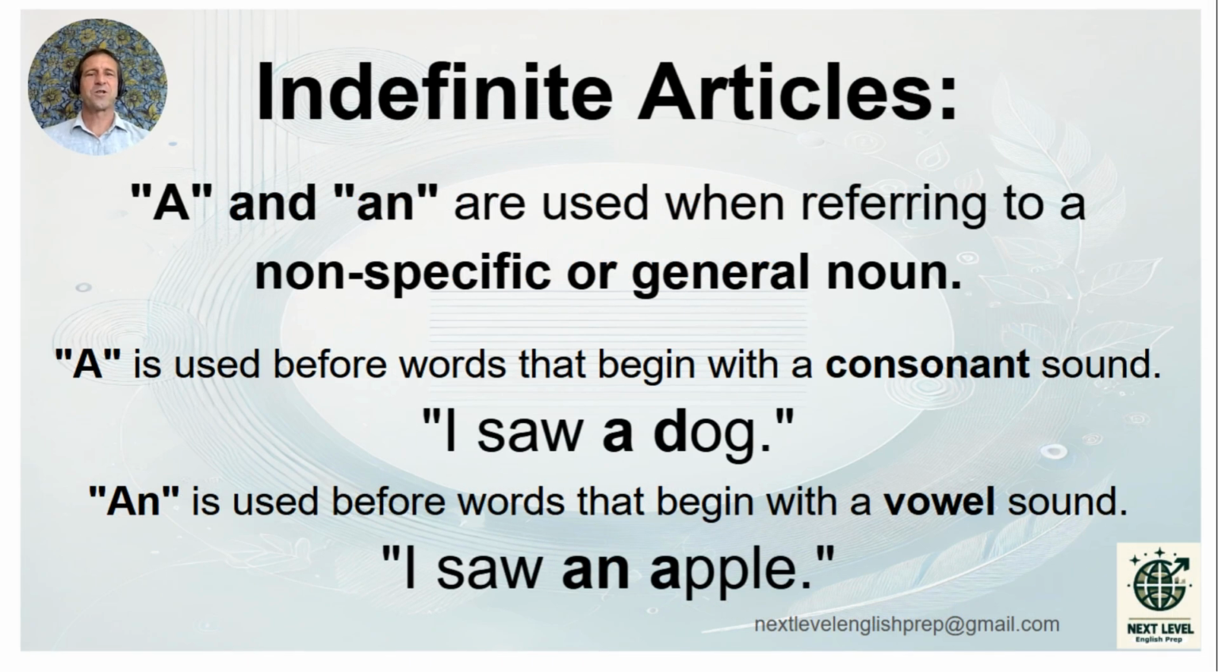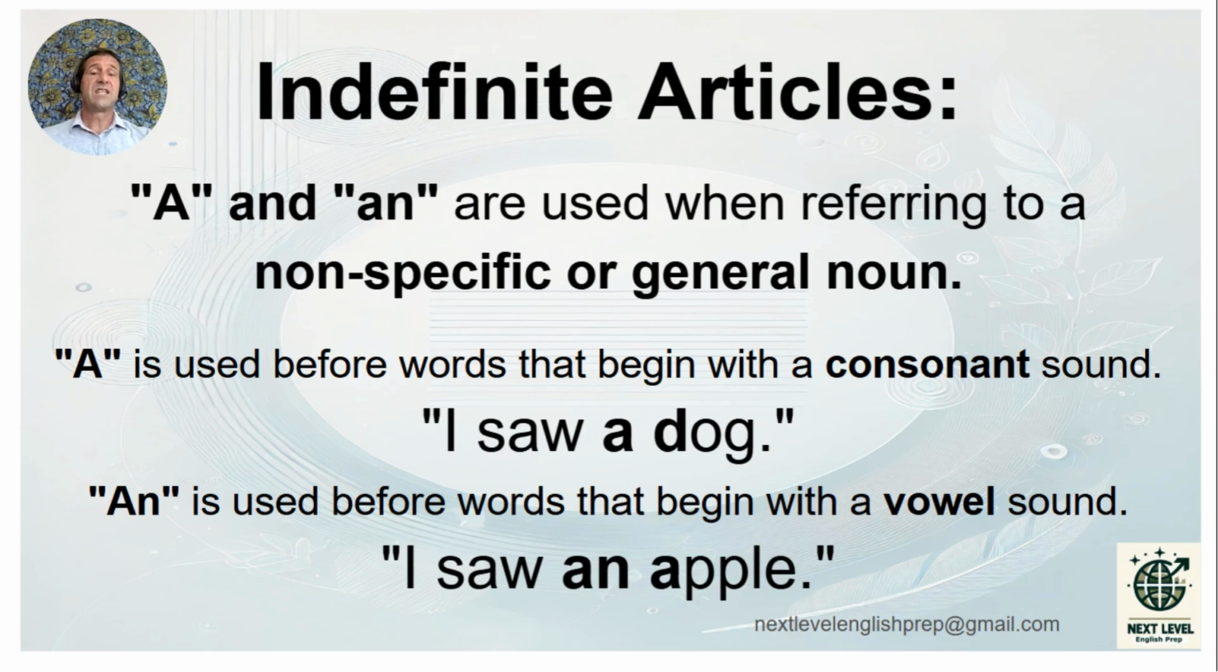Let's look a little closer at the indefinite articles. We use a and an when we're talking about something that's not specific, when it could be any example of that thing. So, I saw a dog. It could be any dog, not one that we know. I saw an apple. It could be any apple, not one that we've talked about before.